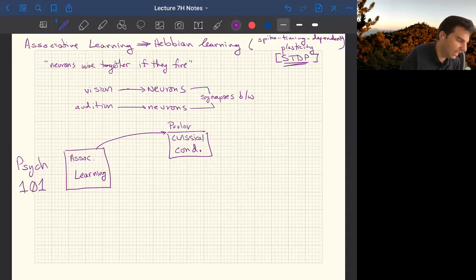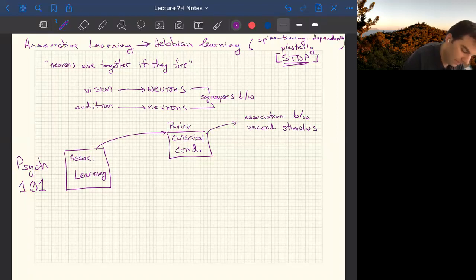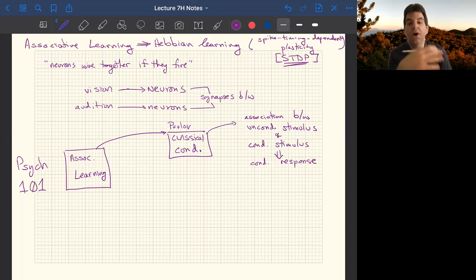And in classical conditioning, you end up getting an association between an unconditioned stimulus and a conditioned stimulus that produces a conditioned response. The unconditioned stimulus is a stimulus that already produces a response, the unconditioned response. Then you take a stimulus that normally doesn't produce a response, but if that stimulus is always present when the unconditioned stimulus is there, the brain forms an association between the conditioned stimulus and the response that came with the unconditioned stimulus, and that generates a so-called conditioned response.